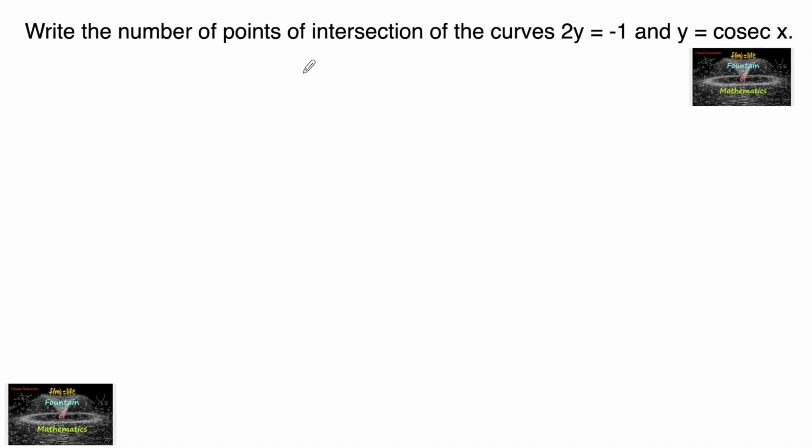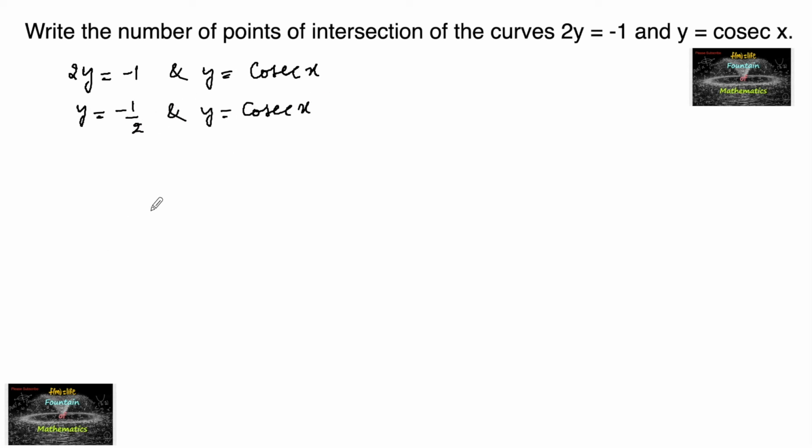Write the number of points of intersection of the curves 2y is equal to minus 1 and y is equal to cosecant x. So that is y is equal to minus 1 by 2 and y is equal to cosecant x. So solving them to get the point of intersection, cosecant x is equal to minus 1 by 2.